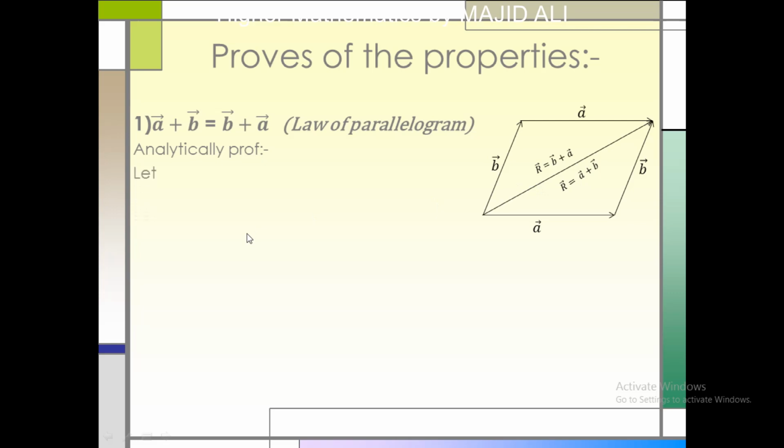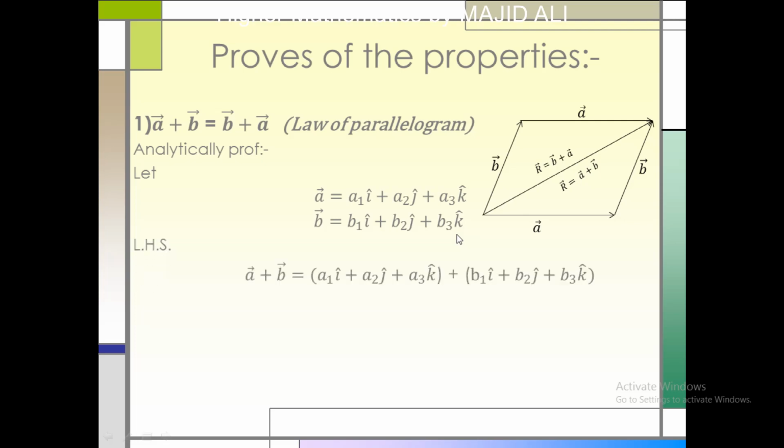Now analytically we consider two vectors a and b. Vector a is equal to a1 i unit vector plus a2 j unit vector plus a3 k unit vector, and vector b is equal to b1 i unit vector plus b2 j unit vector plus b3 k unit vector. Consider the left hand side, a plus b, which is equal to, by substituting the value of a here and substituting the value of b, now rearranging the values of a and b in components of i, j and k.